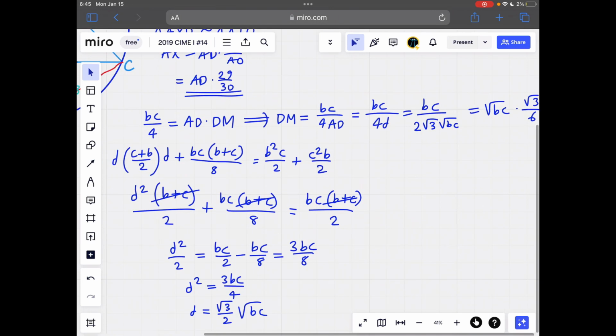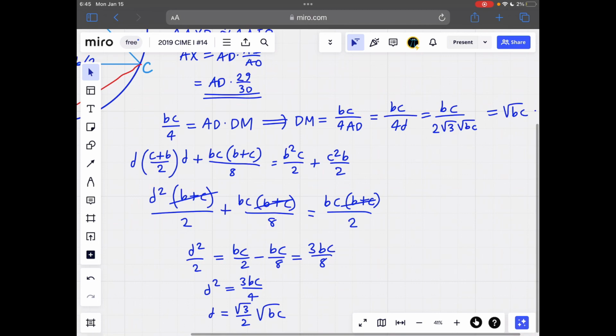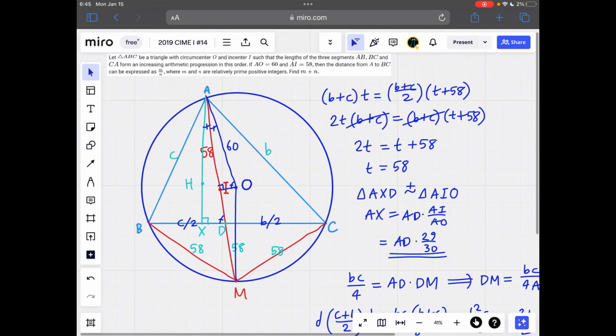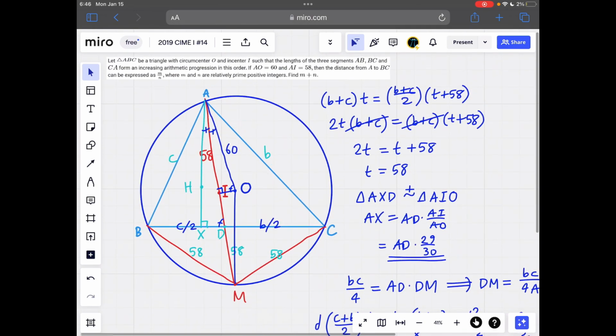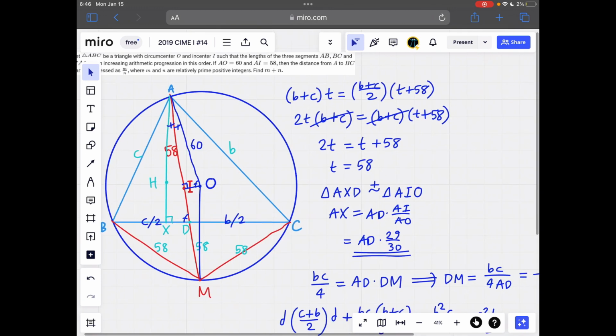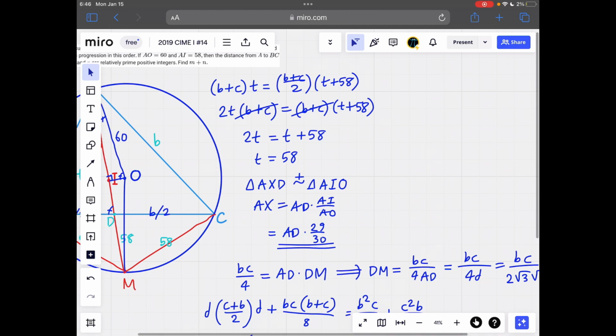So if you notice, DM is exactly 1/3 of AD. And their sum is AM, which is equal to 116. So if DM is 1/3 of AD, then it's 1/4 of the whole thing, so 29. And AD is equal to 87. So AD times 29 over 30 is just 87 times 29 over 30. And 87 over 30 can cancel a 3 for 29 over 10.